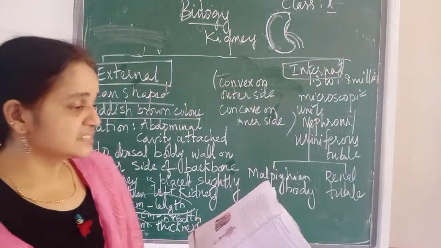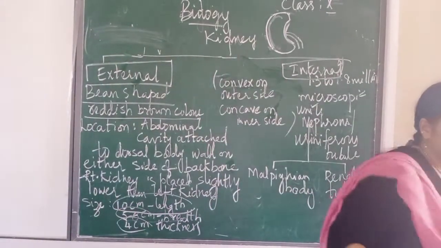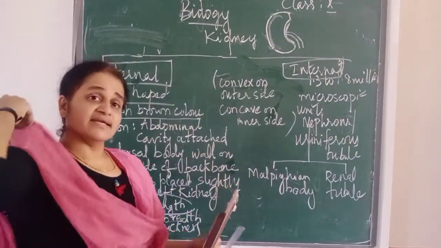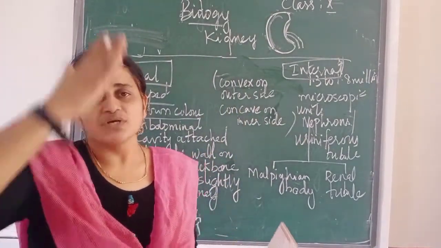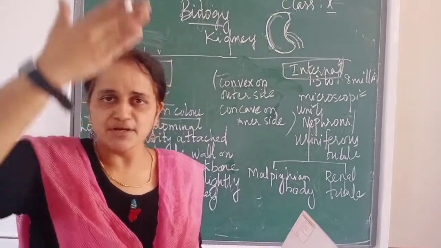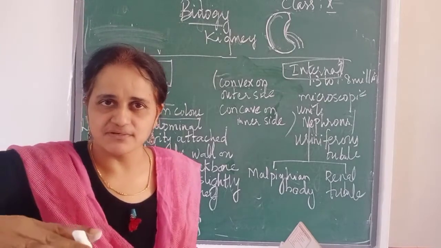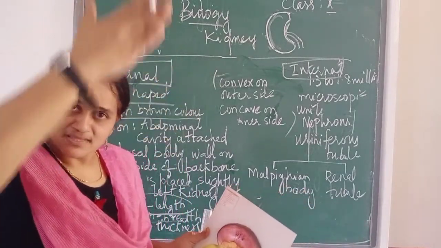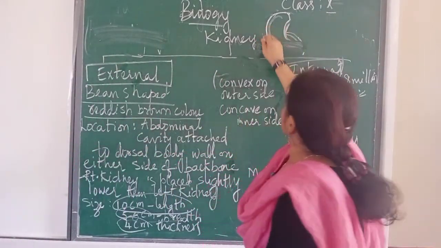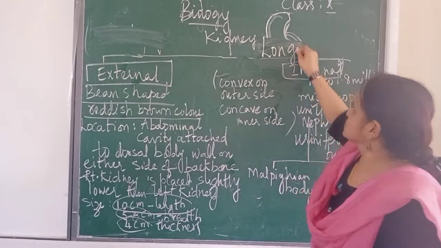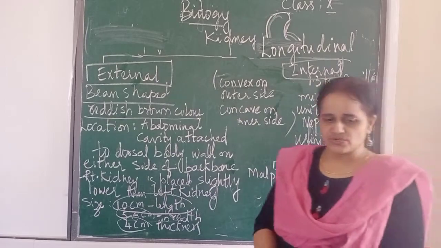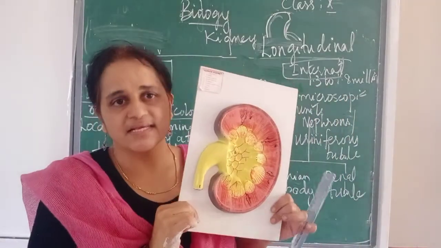Now if we go to the internal structure of kidney, when I say internal structure, we have to do the dissection. You have to cut the kidney. When I say cut the kidney, not in this direction, in this. So when you go in this direction, that section is called LS or longitudinal section. So in detail we are going to study LS.